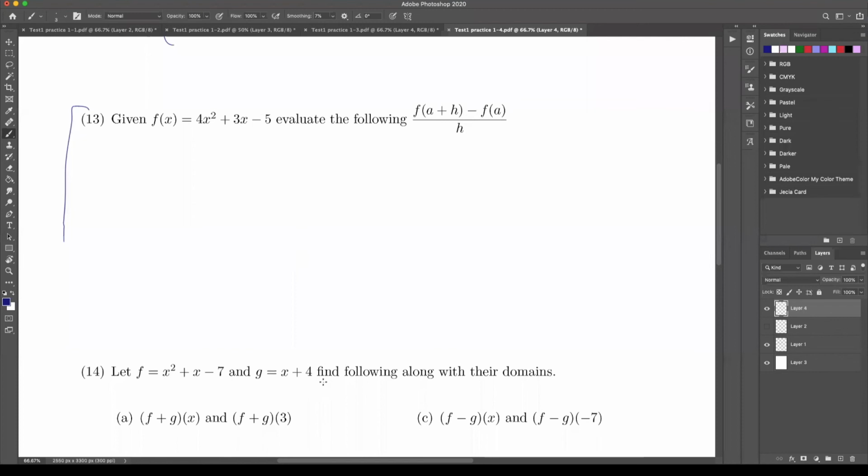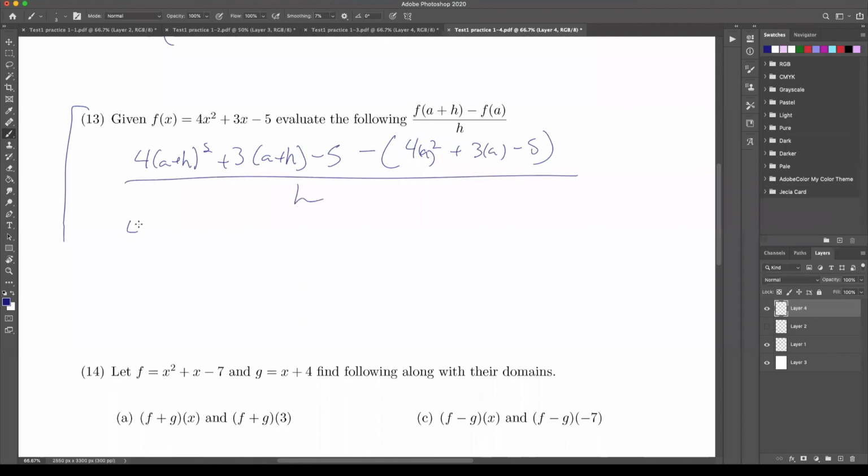And so let's go ahead and do a couple. Let f of x be the following. We want to find this mess. Remember here we type in f of a plus h, and so here I'll have 4(a plus h) squared plus 3(a plus h) minus 5, minus the quantity f of a, so it'll be 4 times a squared plus 3 times a minus 5. Go ahead and put it all over h.